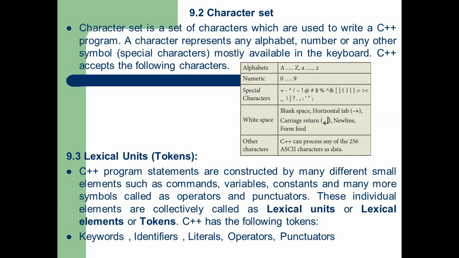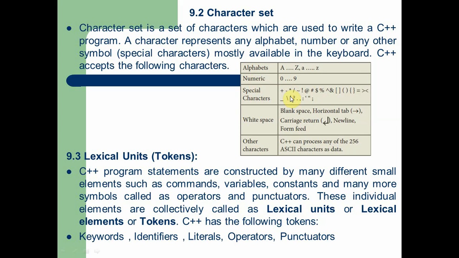So this is the basic element. There are different sets of characters which can be used in C++. Like we can use alphabets in C++ language. That alphabet may be capital letter A to Z, small letter a to z. When you come to numerics, we can use all types of numerics 0 to 9, even negative numbers also we can use in C++. Next is special characters.